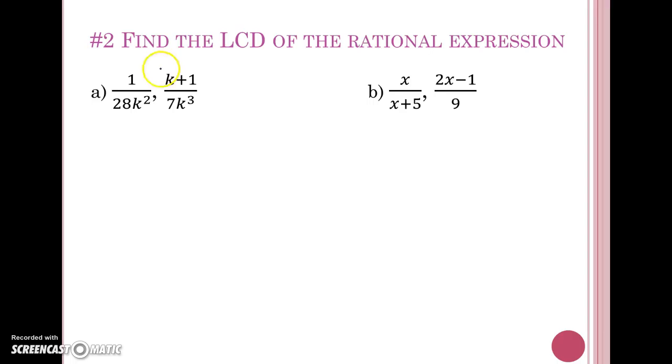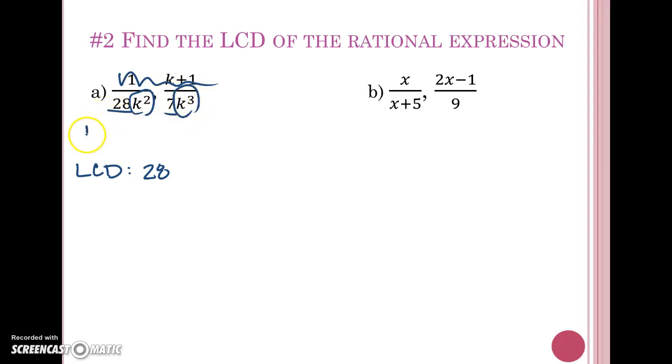So we're disregarding the numerators because no one cares, and you're looking at 28 and 7. What's the number that they can both go into, the smallest number that they can both go into? So for 28 and 7, I would say that my LCD would be 28. And then I'm looking at k squared and k cubed.